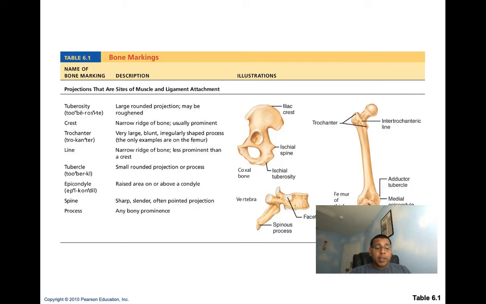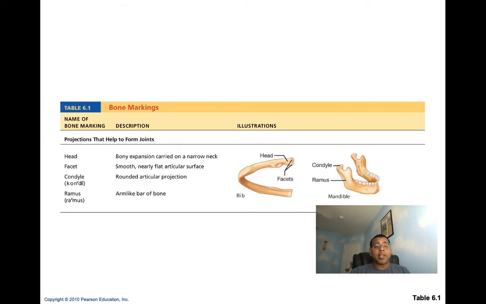So these are projections. Again, they're outward growths, bulges you can think of from the bone's surface. And specifically, the ones we just went over are projections that attach to muscles. Next we have projections that are going to help form joints.